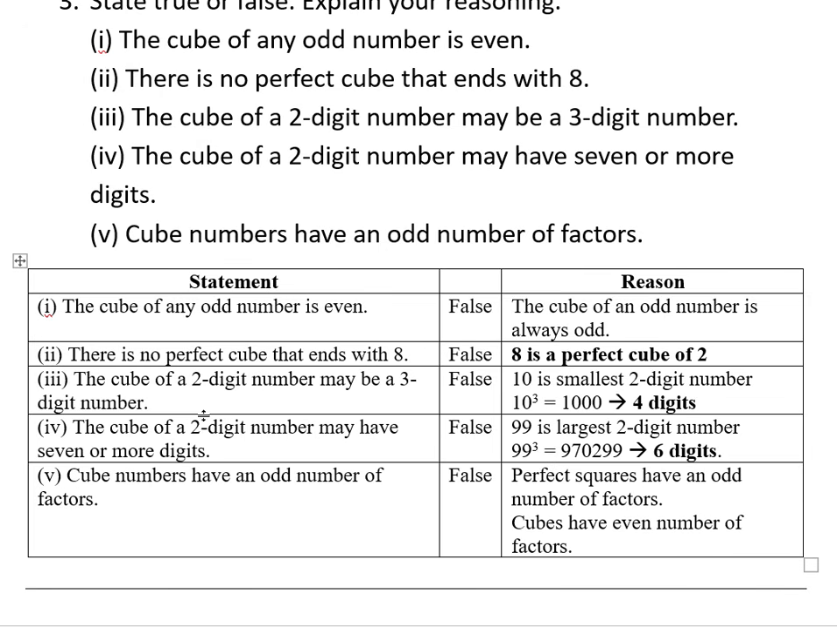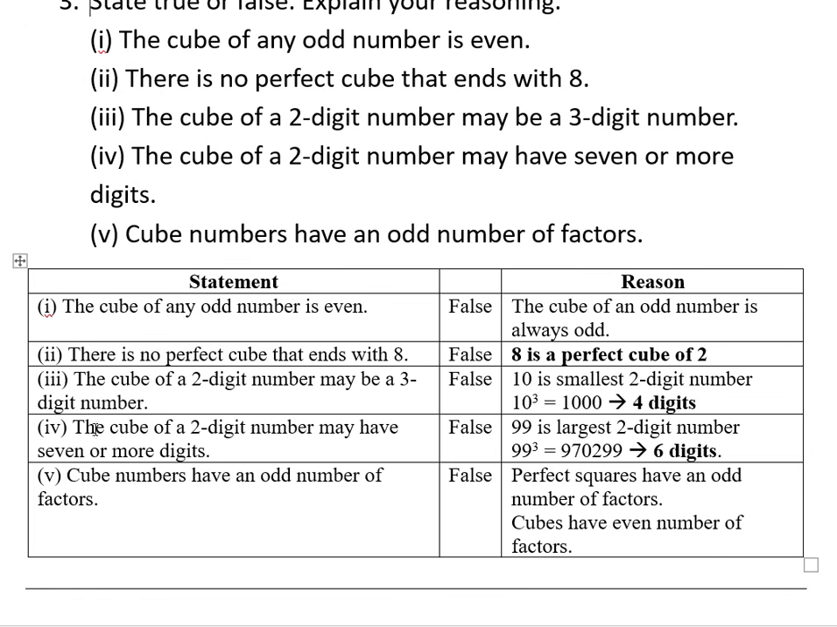So the cube of 2-digit number, so let's try to find which is the smallest number of 2-digit, which is 10. And cube of 10 is 1000, which is 4-digit. What it means is even the smallest 2-digit number has 4-digit of the number when we find the cube, and they are saying it may be a 3-digit. So there's no cube of a 2-digit number can be a 3-digit. So that is why the statement is false.